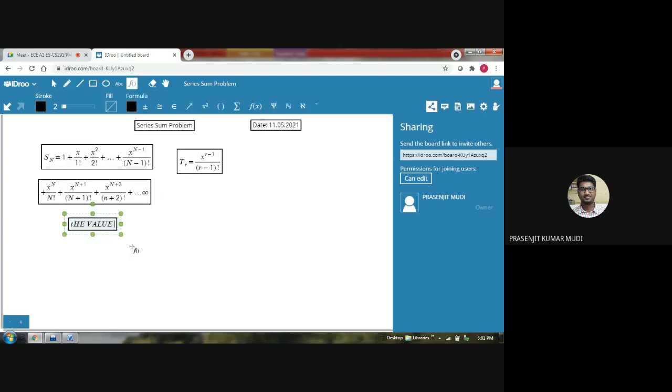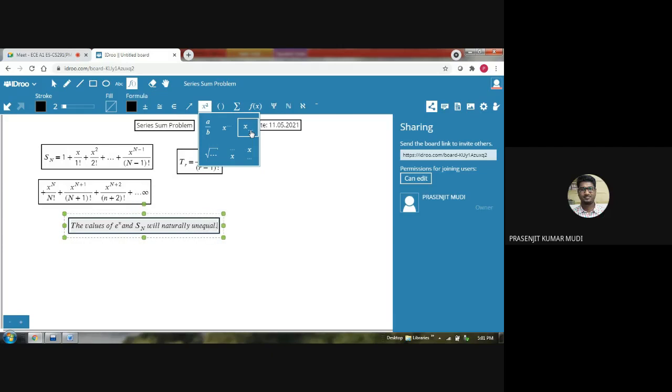so the values of e to the power x and Sn will naturally be unequal, right? The e to the power x is this plus this, Sn is only this one. So there will be an error. Okay, we can't calculate e to the power x.